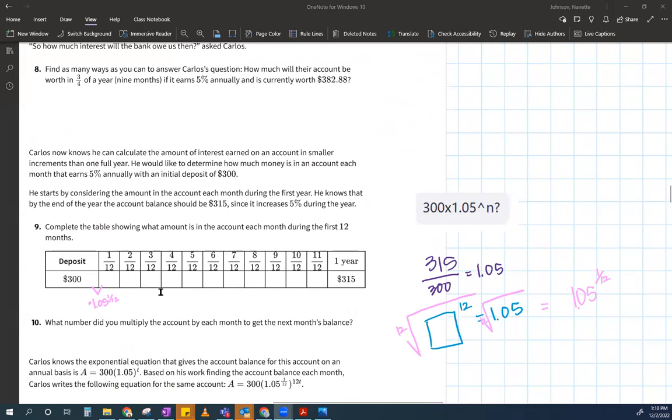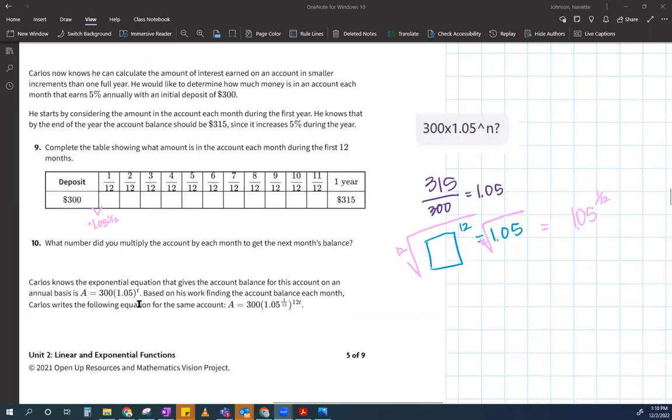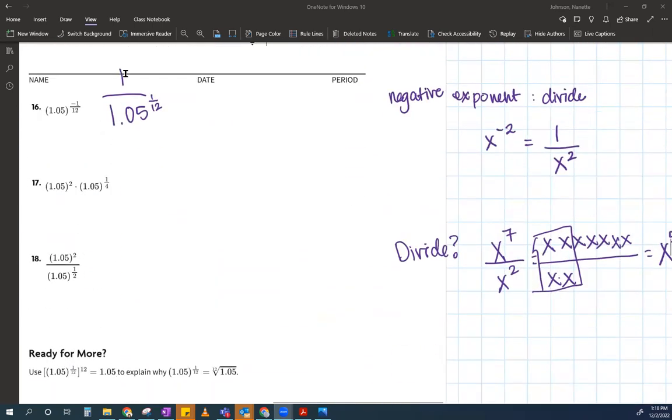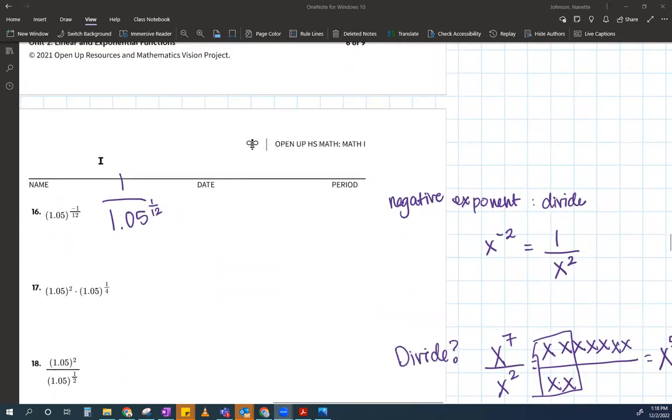When would you divide? So remember here we multiplied to get that next month. Remember going backwards? Do you remember who I always reference when I divide and go backwards? Right. So that's actually what it means. This number here, 1 divided by 1.05 to the 1/12. We divide when we're trying to find that previous month's balance. Does that make sense? Okay.